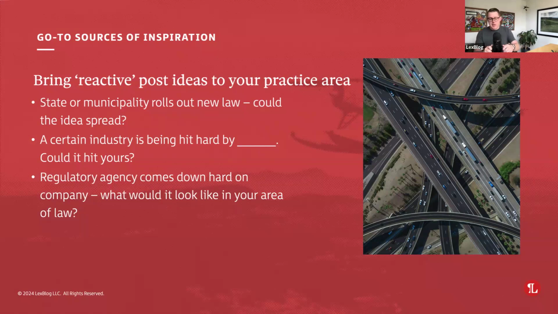So say, for example, there's a big debate on will people be coding only in prompts in the future? What is contract writing? Are there parallels between a lawyer creating a contract using AI and a software engineer creating software using AI? Are there things that can spread or jump from one industry to the other that you may not see? And similarly, say a regulatory agency comes down hard on a company, what would it look like in your area of law?